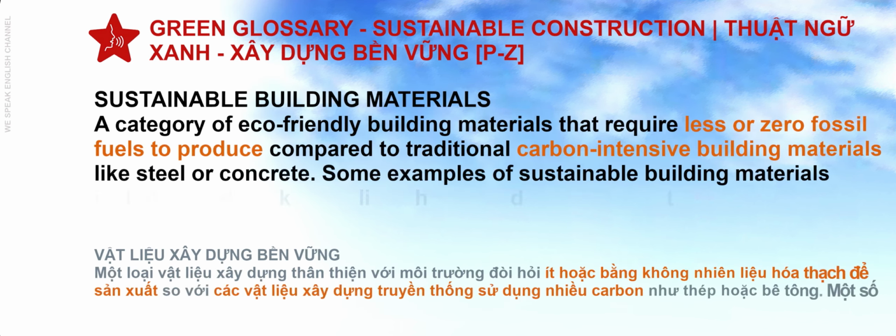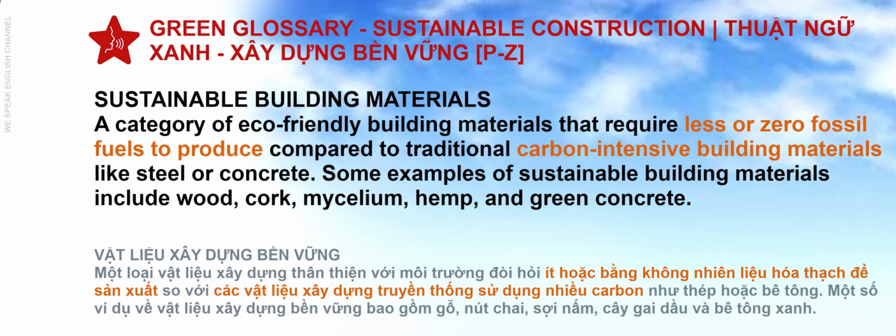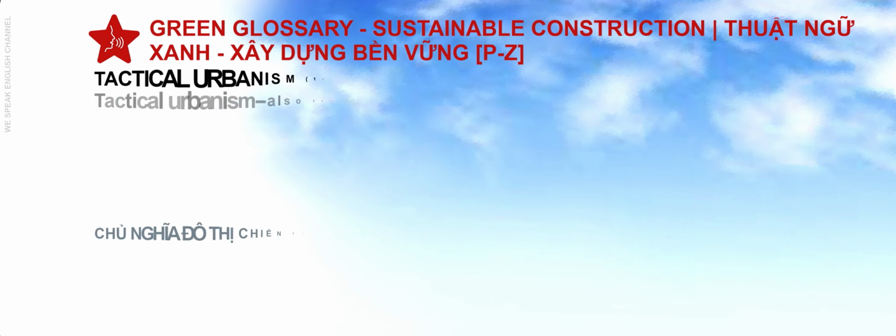Sustainable building materials. A category of eco-friendly building materials that require less or zero fossil fuels to produce compared to traditional carbon-intensive building materials like steel or concrete. Some examples of sustainable building materials include wood, cork, mycelium, hemp, and green concrete.